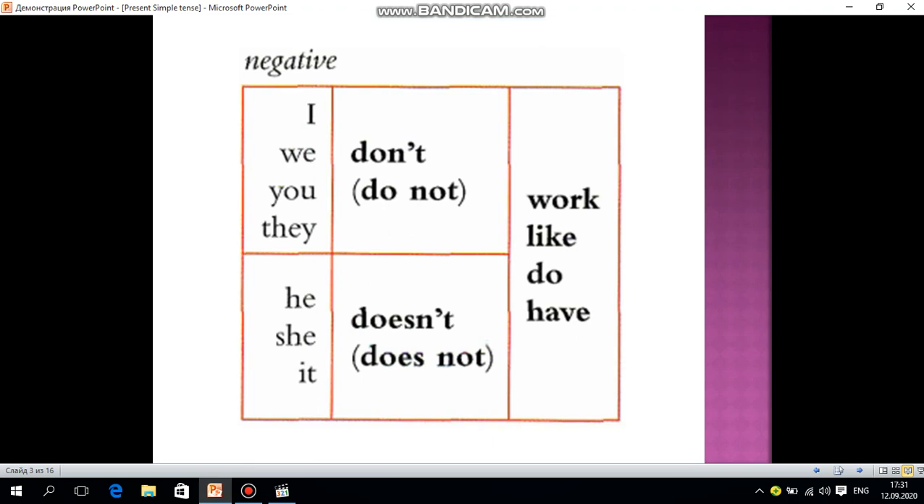In present simple tense negative sentence, do not or doesn't is used before first form of the verb. Does comes only when subject is third person singular, otherwise in all cases do is used. As an example, we don't work, I don't like. In the third person singular, she doesn't have, he doesn't like.